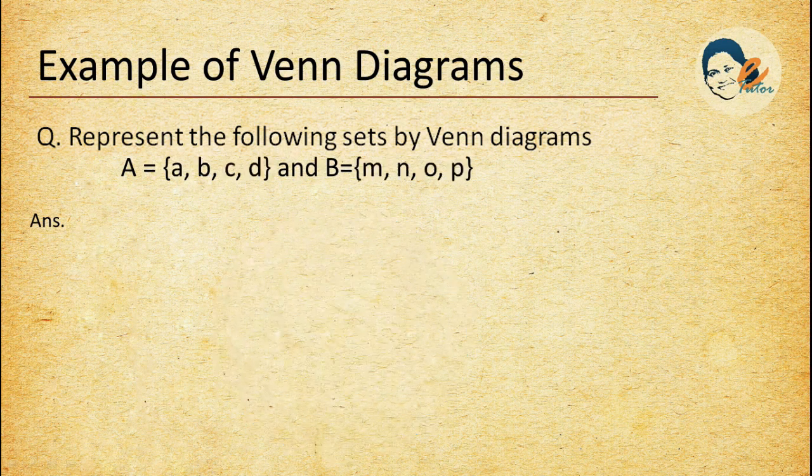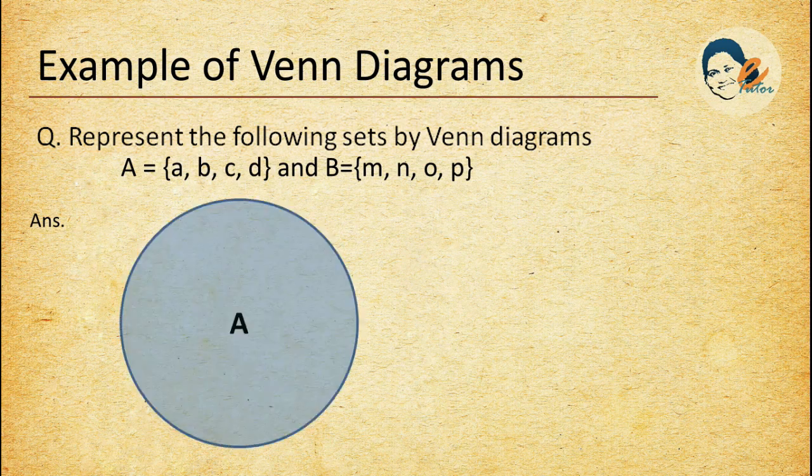Now proceed to the next example. Represent the following sets by Venn diagrams. Set A has elements small a, b, c and d, and set B has elements small m, n, o and p. Now let's solve this. The elements of set A and set B are completely distinct, right? So there is no common element. So these two sets are two completely separate sets.